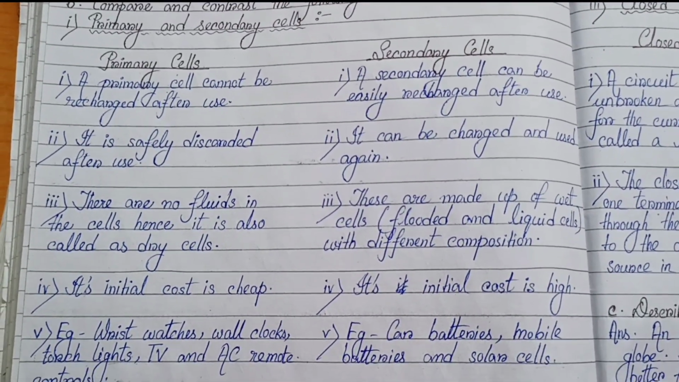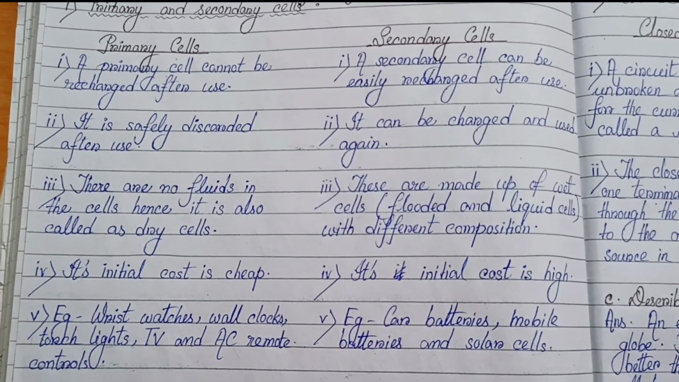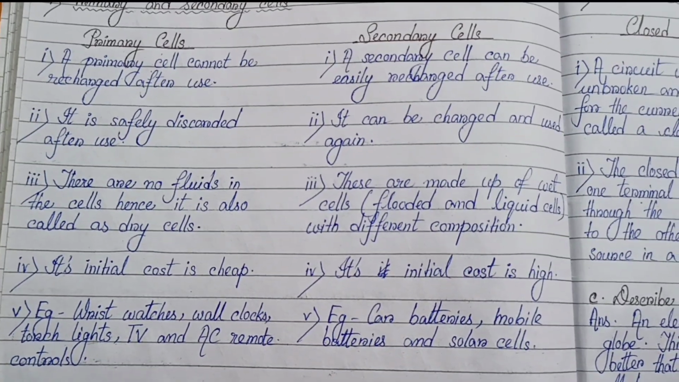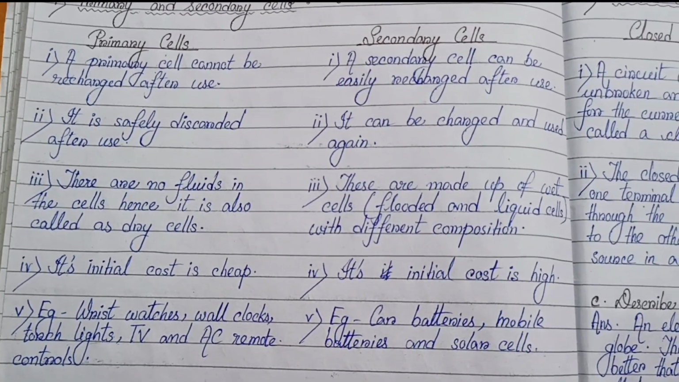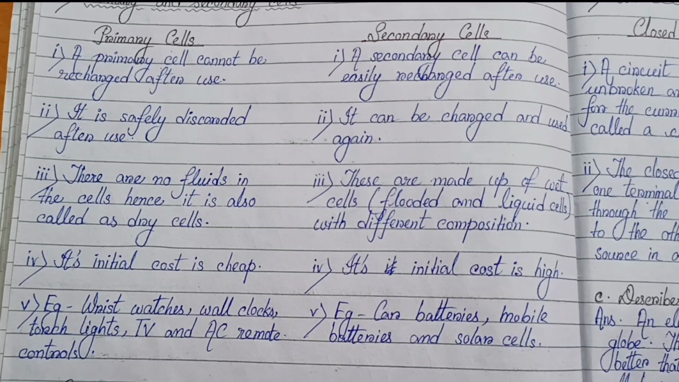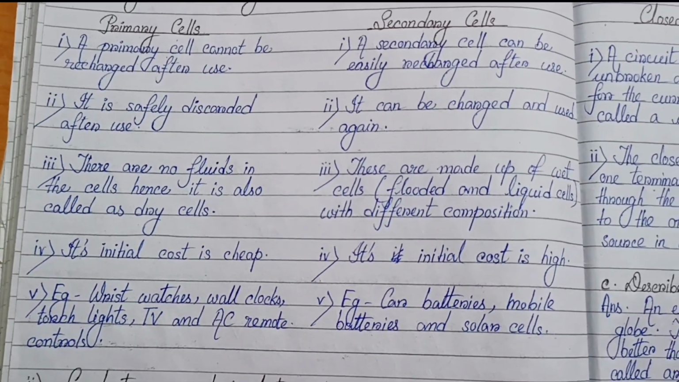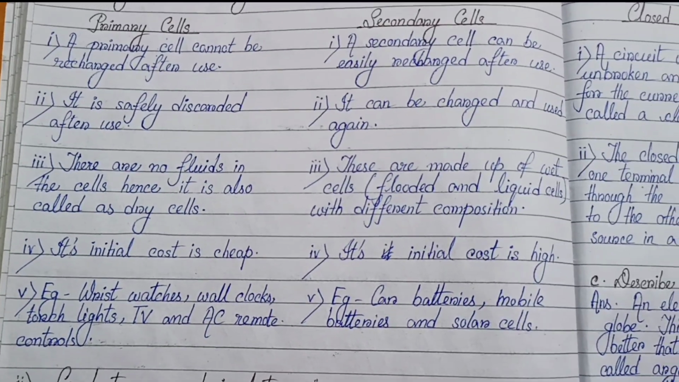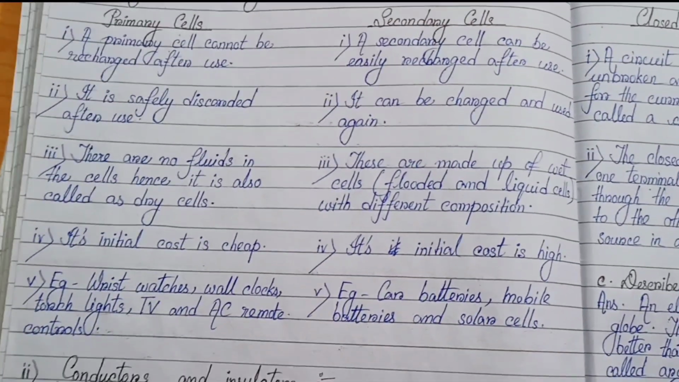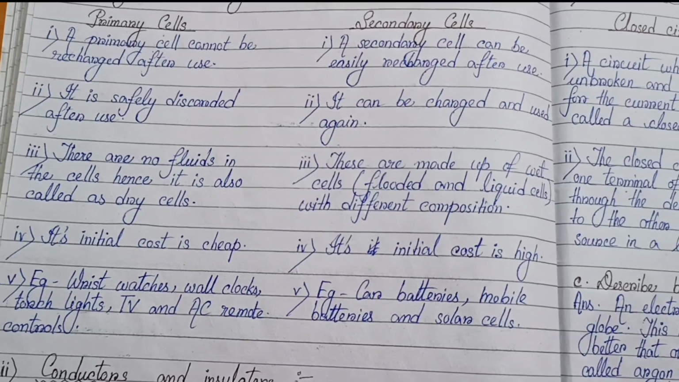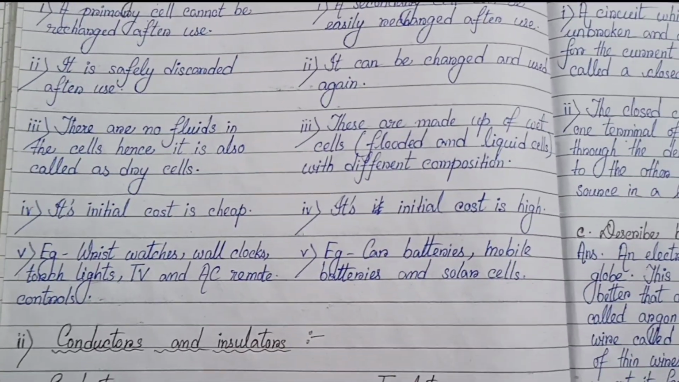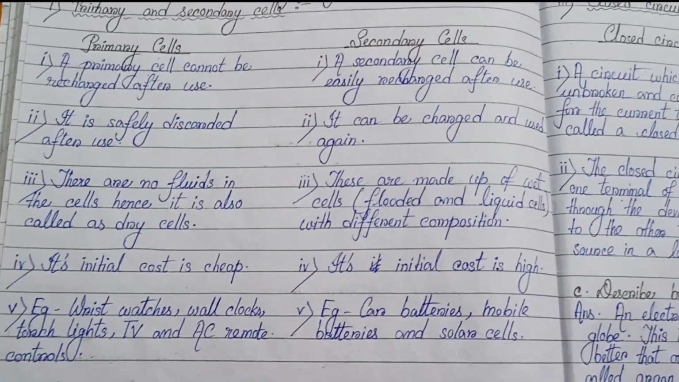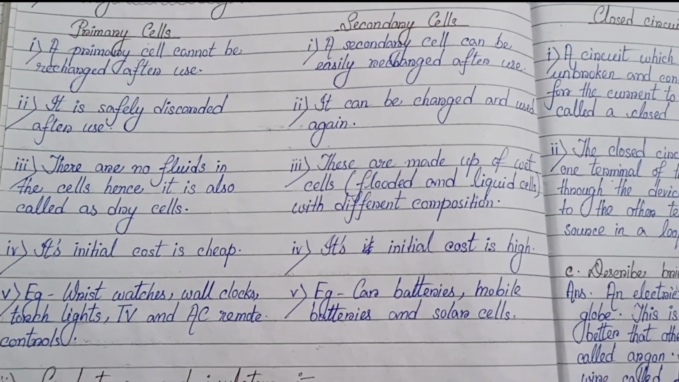Number three, there are no fluids in the cells, hence it is also called dry cells. Number three, there these are made up of wet cells, flooded and liquid cells with different composition. Number four, its initial cost is cheap. Number four, there its initial cost is high. Number five, examples of primary cells: wristwatches, wall clocks, torchlights, TV, and AC remote controls. Examples of secondary cells: car batteries, mobile batteries, and solar cells.